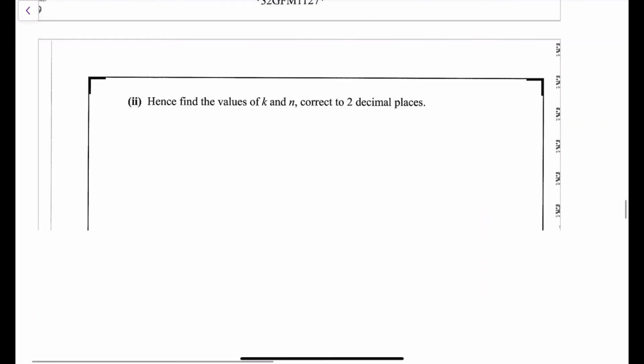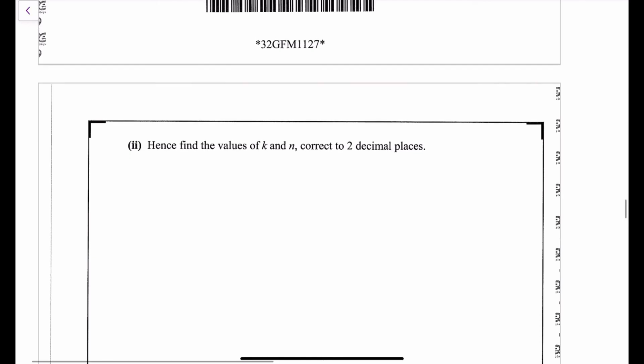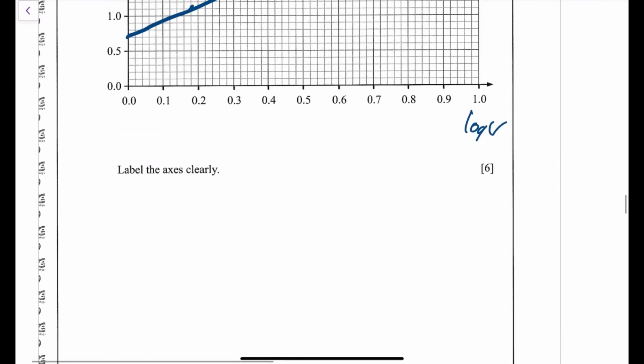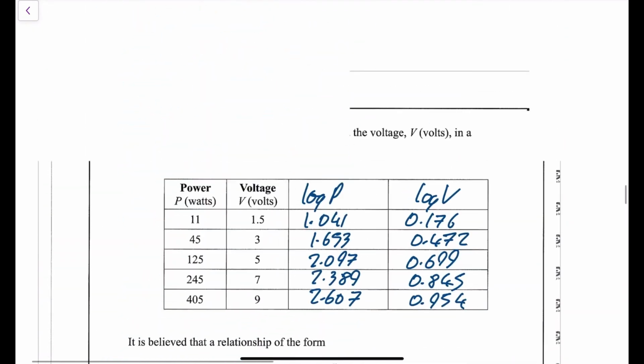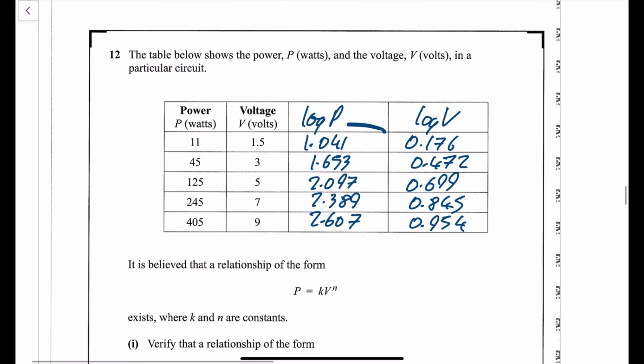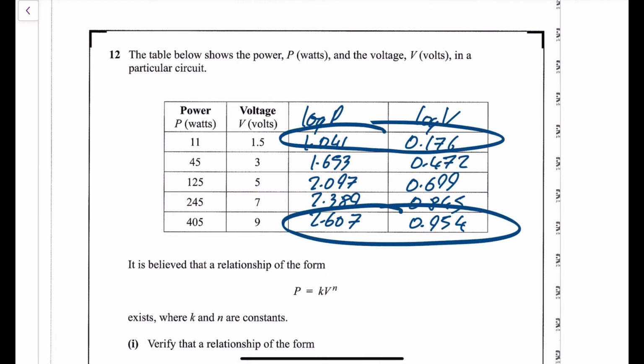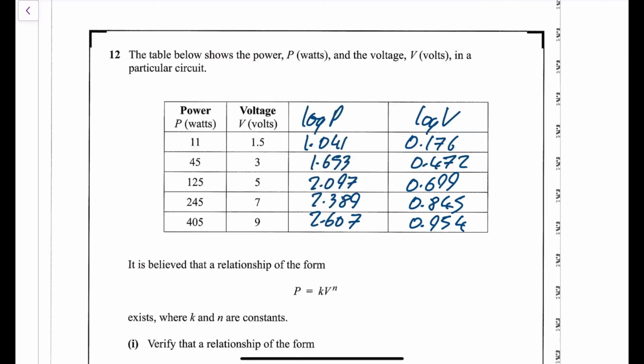The next bit says, hence find the values of k and n correct to 2 decimal places. So correct to 2 decimal places is pretty accurate, so you're not really strictly using your graph. But this point here was the last point that they gave me, and this point here was the last point they gave me on each end. So I'm going to find the gradient of this really by looking at these. So you're going back to this table and you're looking at this pair of values and this pair of values. So that's really what you're doing there. I'll highlight these just so it'll make it a wee bit easier to see. So you're using those values to work out your gradient.